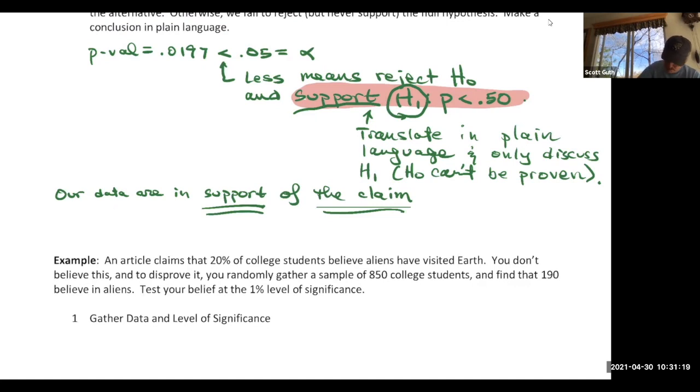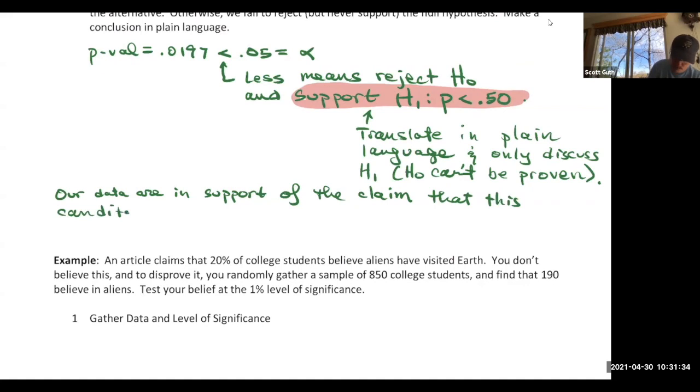So what was the claim? Less than 50%, right? So let's just say that this candidate has a minority of the vote.